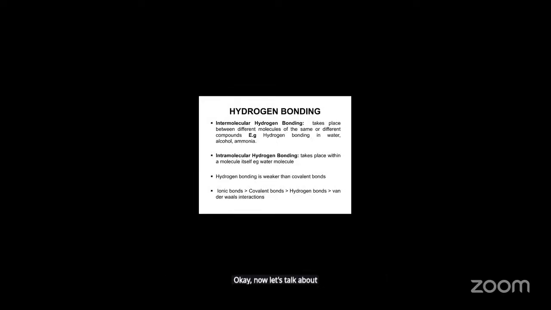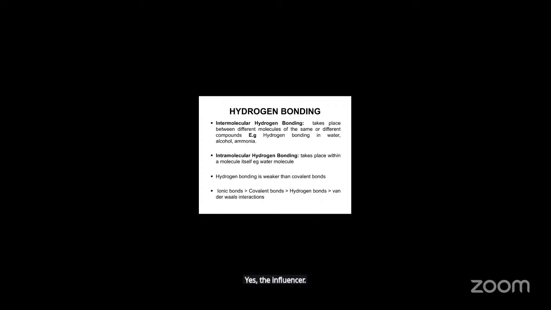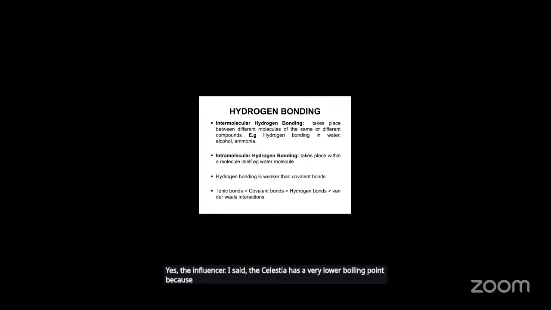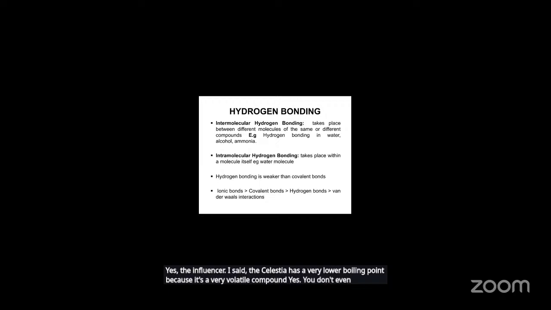Okay. Now let's talk about the types of hydrogen bonding. Any question? Yes, ma'am. Ma, please, I didn't get the diethyl. You said ethanol has boiling point of 78, then you said diethyl ethyl ether. Okay. I said ethyl ether has a very low boiling point because it's a very volatile compound. Yes, volatile compound. Even without heating it can evaporate.